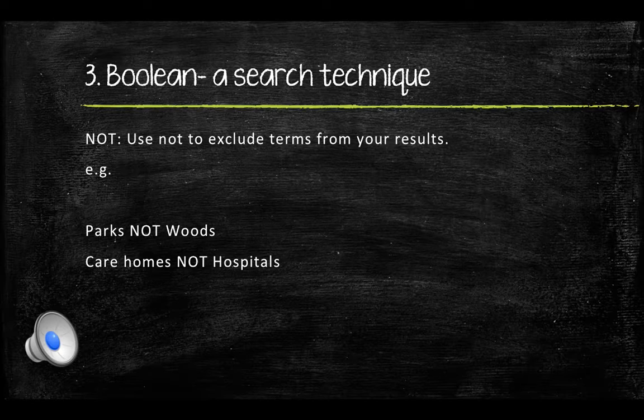So, for example, say in my study on green space, actually I'm not that interested in woods, I'm only interested in finding out about the health benefits of taking part in physical activity in parks, then I would include "parks not woods." Equally, if I'm only interested in elderly care home residents but not people staying in hospitals, I would use "care homes not hospitals." So this would further refine my search results.